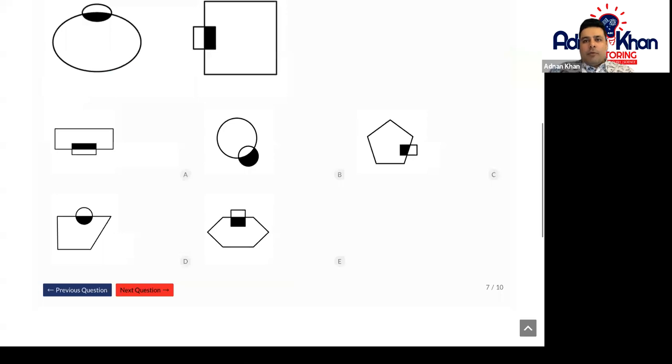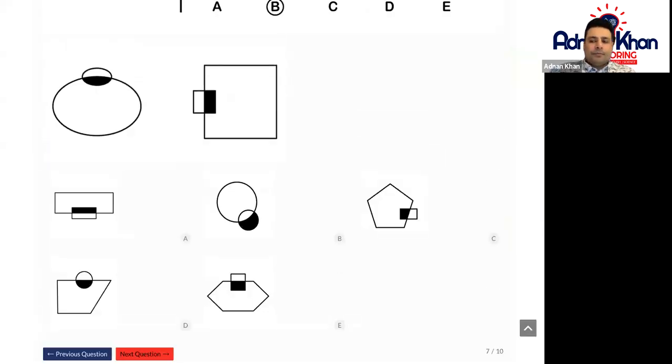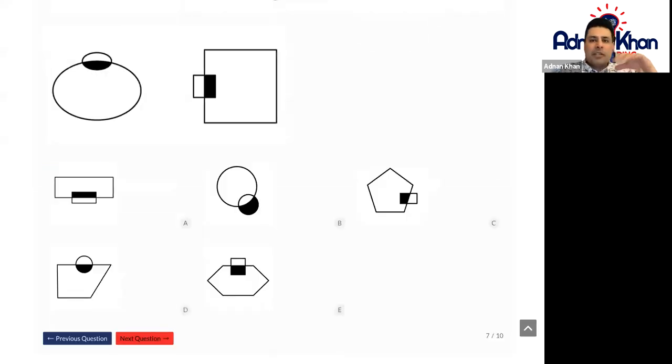Sounds good. So now moving on to question number 7. Let me just tell you how question 7 works. Each figure on the left consists of two matching shapes. The small shape overlaps the large shape, and only the overlapping area is shaded dark. So the two figures are matching shapes, but the small shape overlaps the big shape, and the overlapping side is just shaded dark.